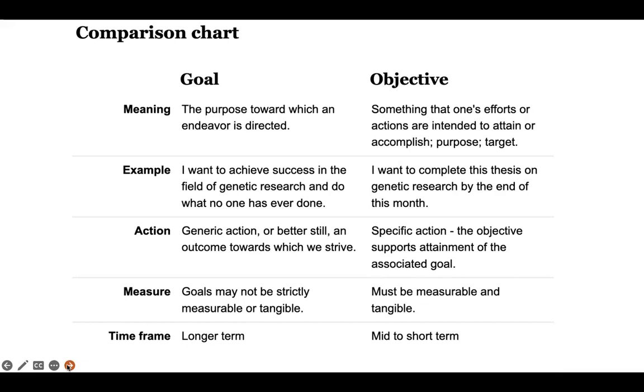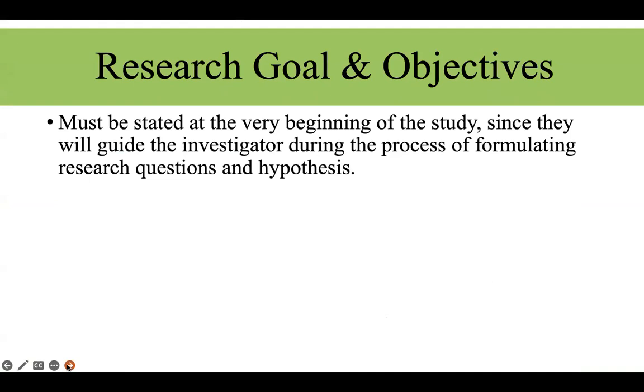For example, I want to achieve success in the field of genetic research and do what no one has ever done. I want to complete this thesis on genetics. This is our objective. Objectives are specific actions, an outcome towards which we strive. These are the measurements. That is why we set our goals.